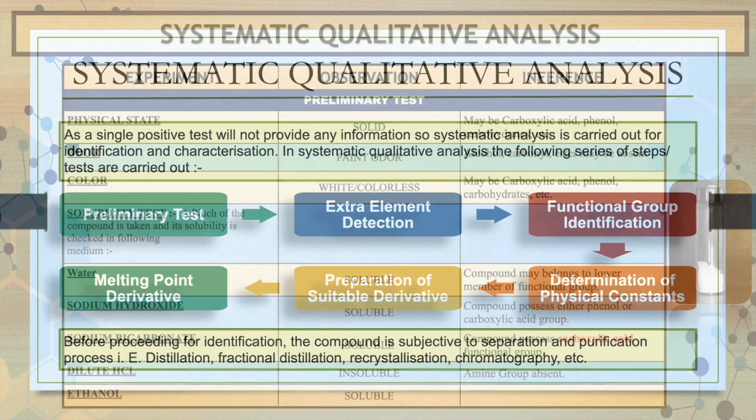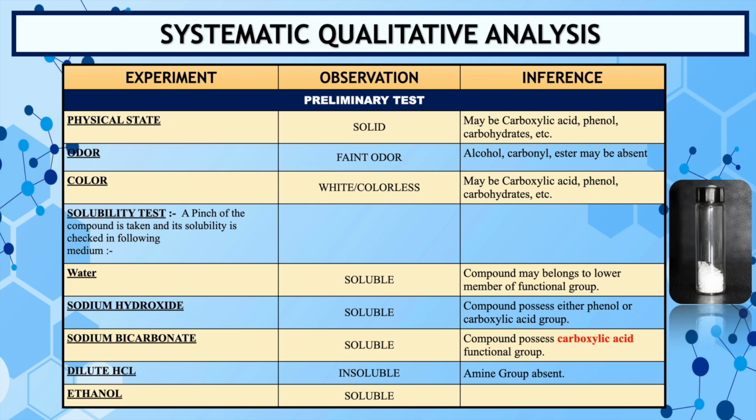Now, beginning from the preliminary test. As it is the very first test, we firstly check the physical state of our compound. Now, in our case, the physical state is solid in nature and it infers that it may be a carboxylic acid, phenol, or a carbohydrate. Then comes the odor. Our compound has a faint odor. It clearly infers that alcohol, carbonyl, and esters may be absent in it. Then comes the color. Now, the compound has white color, or we can say it is a quite colorless compound, which infers that it may be a carboxylic acid, phenol, or a carbohydrate.